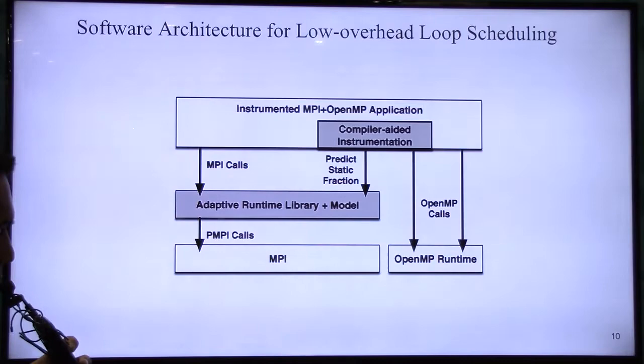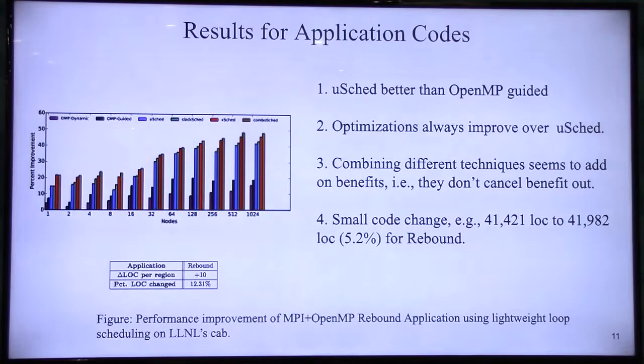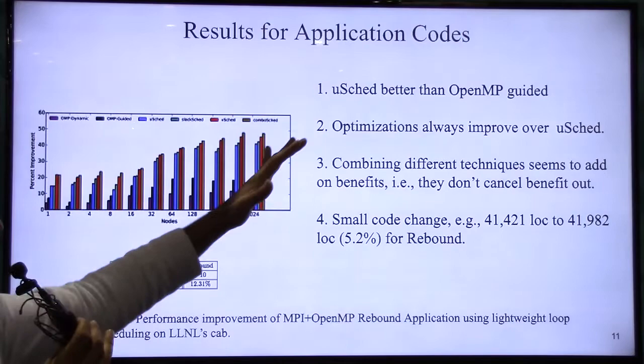These are some results with the adaptive MPI differentiated static fractions, and you can see as we scale up, we get a performance improvement over the dynamic scheduling and guided scheduling for an n-body computation.